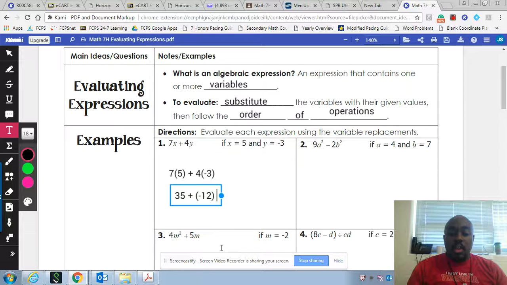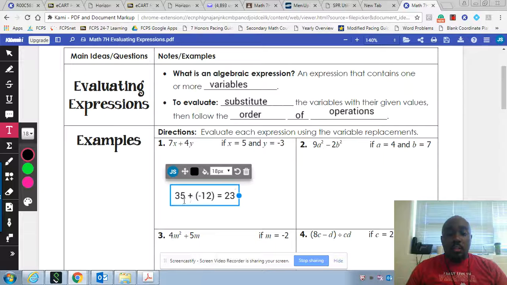Now we just follow our integer rules, and clearly the signs are different. Anytime they are different, we subtract. When we subtract 12 from 35, we end up with 23. And we keep the sign of the bigger number. Would you rather have $12 or would you rather have $35? Clearly, we would rather have $35, and as a result, we keep the sign as positive.